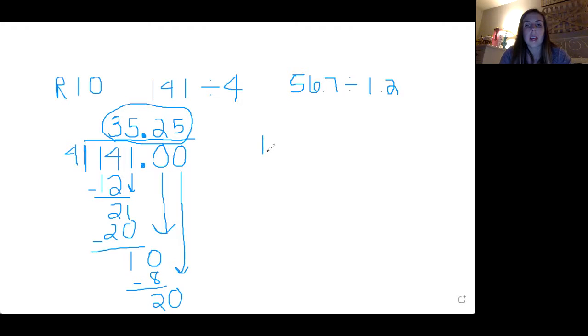1.2 goes on the outside. 56.7 goes on the inside. Now, I hope you remember what we learned yesterday, which was we need to move our decimal so that we have a whole number on the outside. We're only going to move our decimal 1 time. Okay, now here, we're going to move our decimal 1 time as well. Remember, you have to move it under the bracket as well. Okay, let's erase our extra lines here. All right.